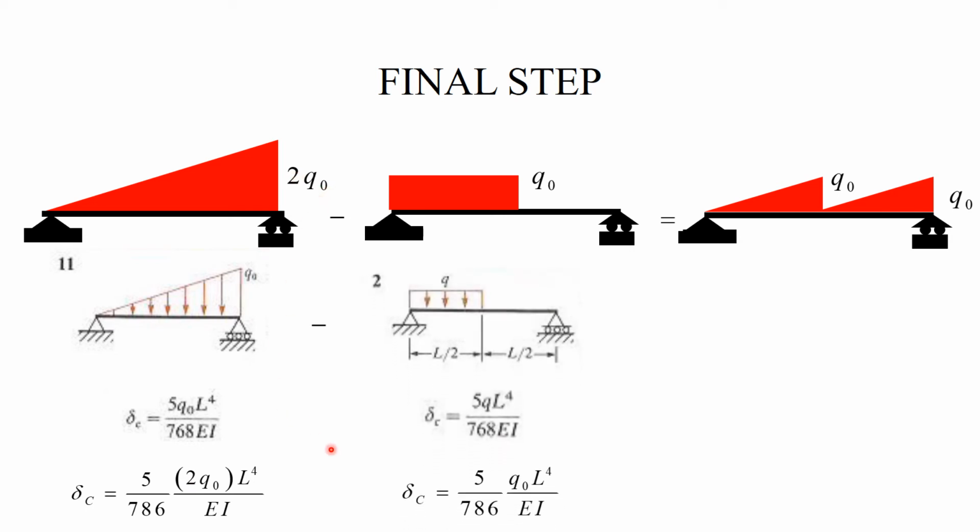And then I have the second case. Here I rewrite everything as is. And now all I have to do is subtract from this deflection, and of course this gives me the final answer, 5 over 768 q0 L to the 4 over EI. Okay. So I want to suggest that there is an alternative solution.